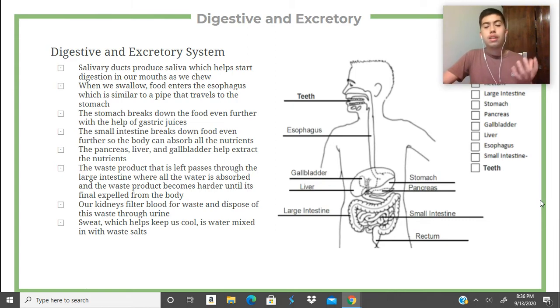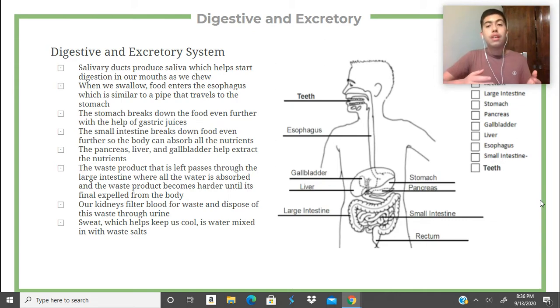So the waste product that's left passes through the large intestine, where all the water is absorbed, and the waste product becomes harder and harder until it's finally expelled from the body. And of course, you know where it's expelled, and you flush it away and it's gone.